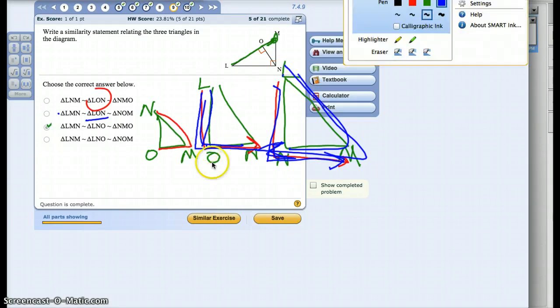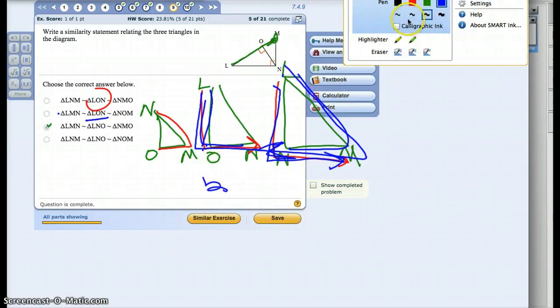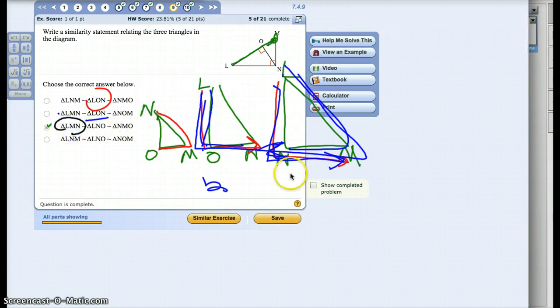Let me see if I can grab a different color. Still blue. All right, so check the first one. L, M, N. So I'm going that way. L, N, O. Still going that way. N, M, O. Still going that way.